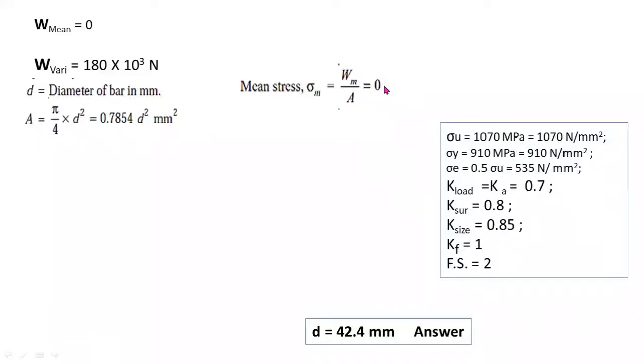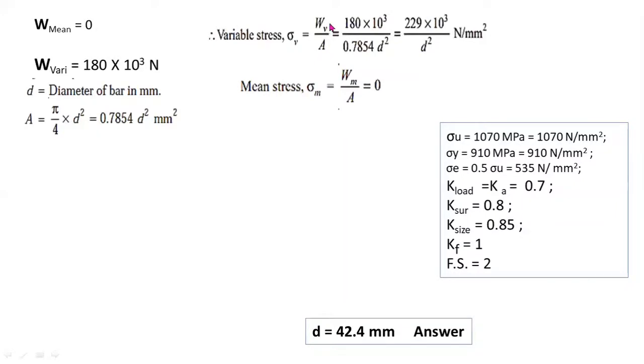Mean load by area. Here the mean load is 0, so 0 by area, 0 by anything equal 0. And variable stress equal to variable load divided by cross sectional area. Here the variable load is 180 kilonewtons divided by cross sectional area. This one is the variable stress, that is sigma V. Sigma V equal to 229 into 10 power 3 by d square. Sigma m is the mean stress, sigma m equal to 0.